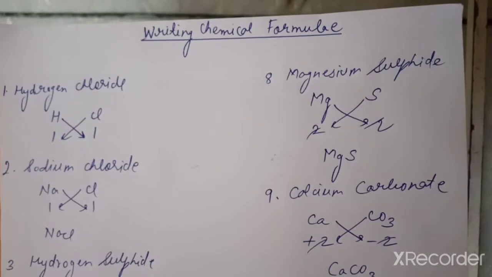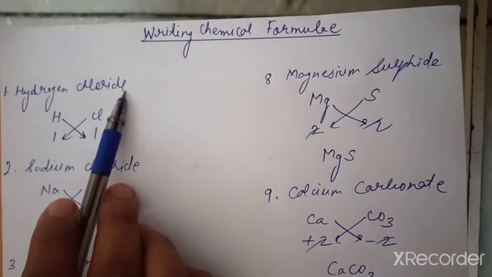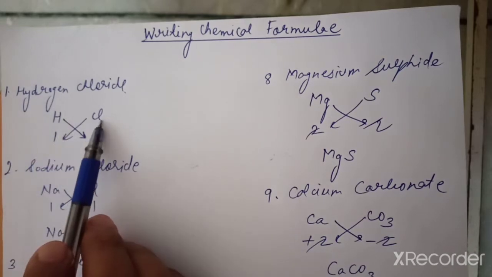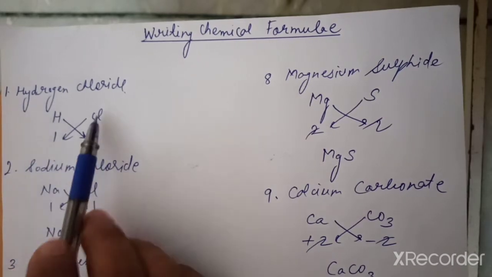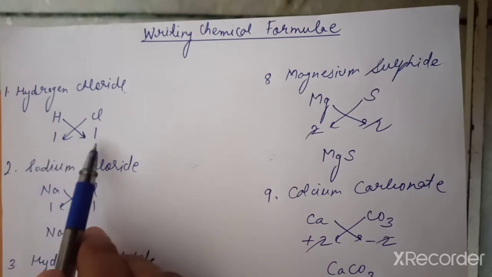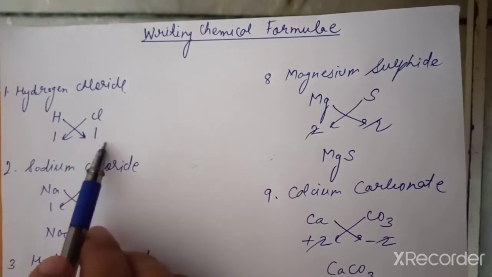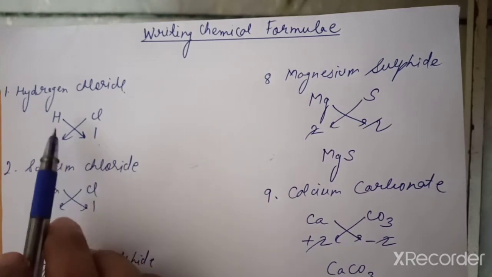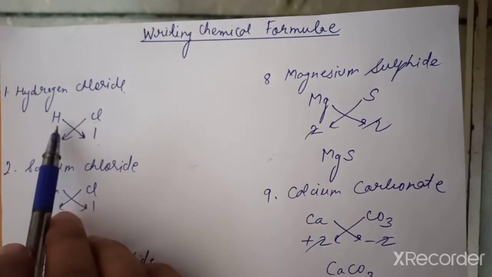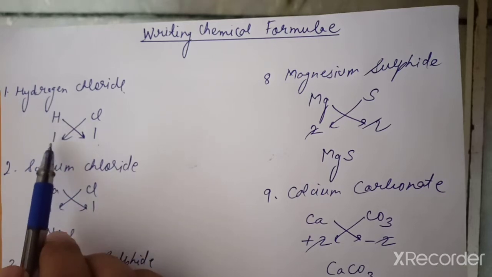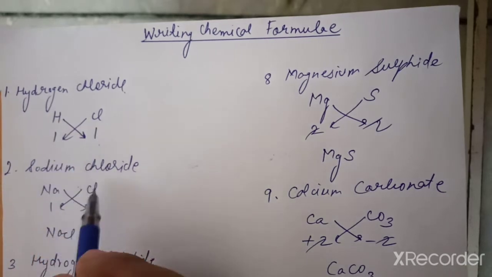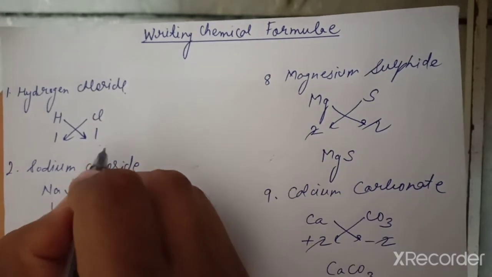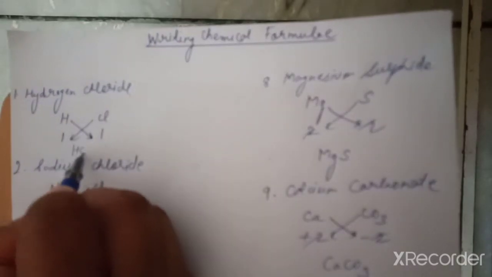The first one, if you consider, is hydrogen chloride. The symbol of hydrogen is H, and chloride is Cl. So below it you will be writing its valency, +1 and -1. Now the sign will not be shown here. It is our choice whether we want to show it. Here we are just writing 1 and 1. Now there is a crisscross method. The valency of chlorine will be written with the hydrogen, and the valency of hydrogen will be written with the chlorine. So what you will be getting is HCl.